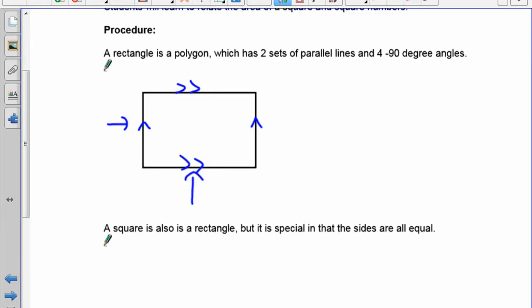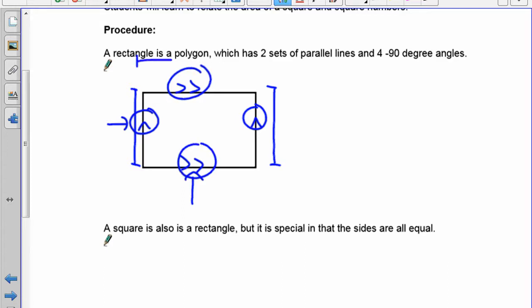What this means is that this side here is parallel to this side here. Remember that parallel means that if you extend them in either direction, they will never cross. The double embedded arrows here and here mean that this side and this side are parallel.